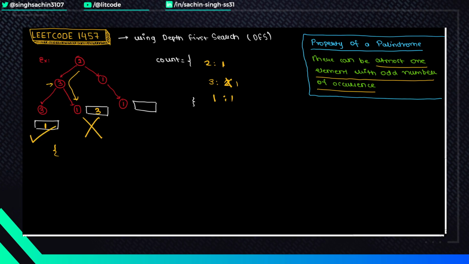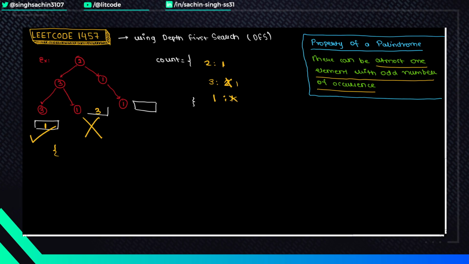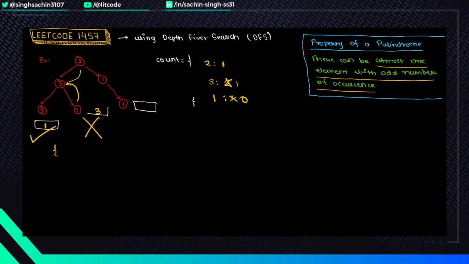Now, the next path. We trace back again, and 1 will become 0. Then we will again trace back, as we have already traversed both child nodes of this node, and this 3 will also become 0. We only have 2 in the hash map. The only path left is this one.